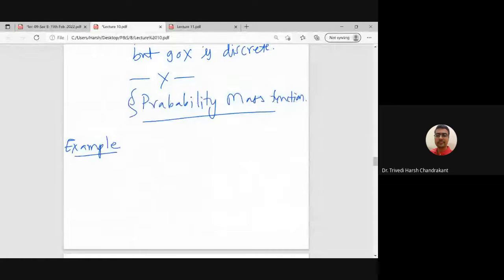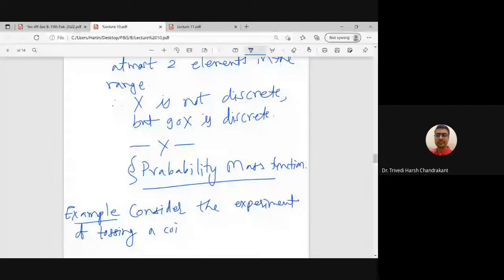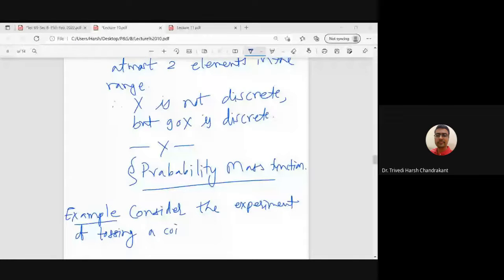We have considered one experiment earlier, that is again tossing of a coin, but here we are tossing 2 times. So consider the experiment of tossing a coin 2 times.